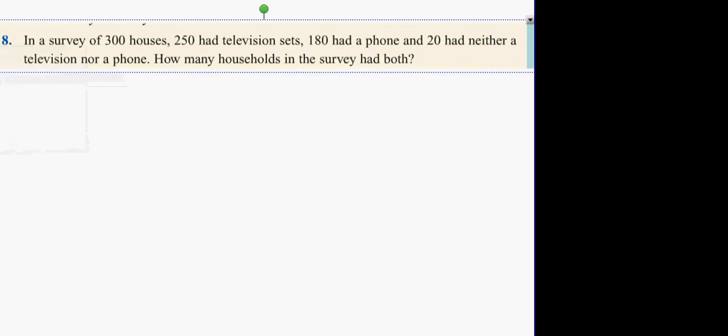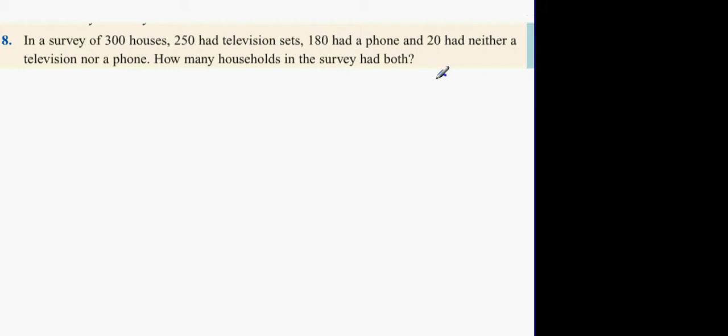In a survey of 300 houses, 250 had television sets, 180 had a phone, and 20 had neither a television nor a phone. How many households in the survey had both? So, what are you going to do? What do you do first, Stephen? Venn diagram. Describe a Venn diagram to me.